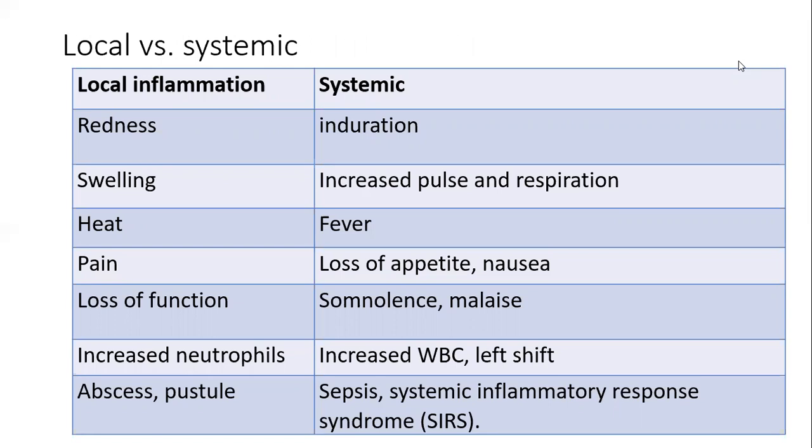So let's look at local versus systemic. So here's a little table that outlines that. So local inflammation, that's when you get the redness, swelling, heat, pain, loss of function. You get the increased neutrophils. You might get an abscess or a pustule.